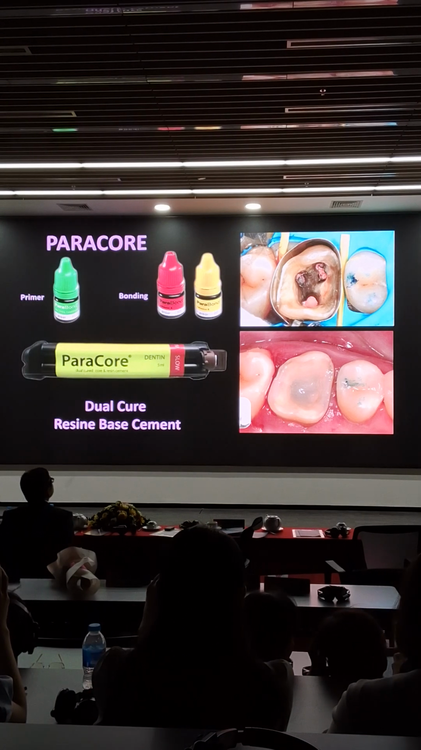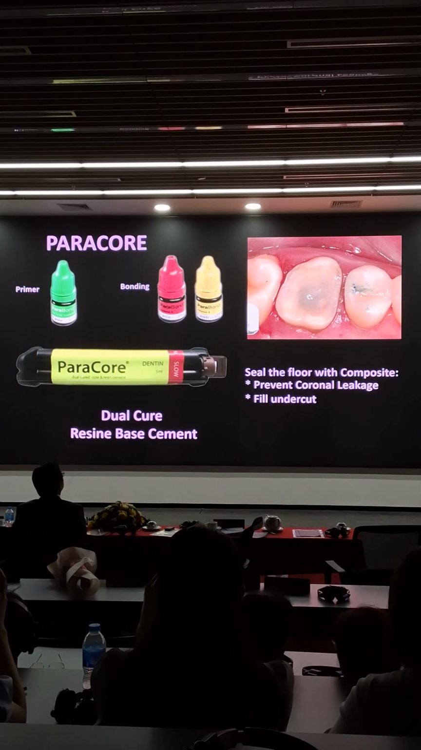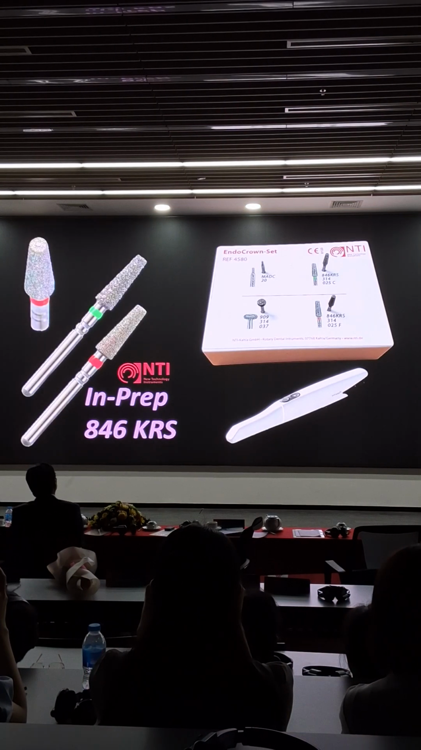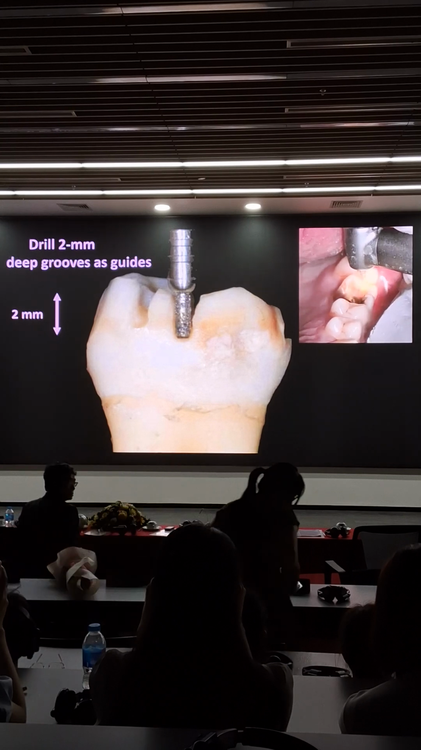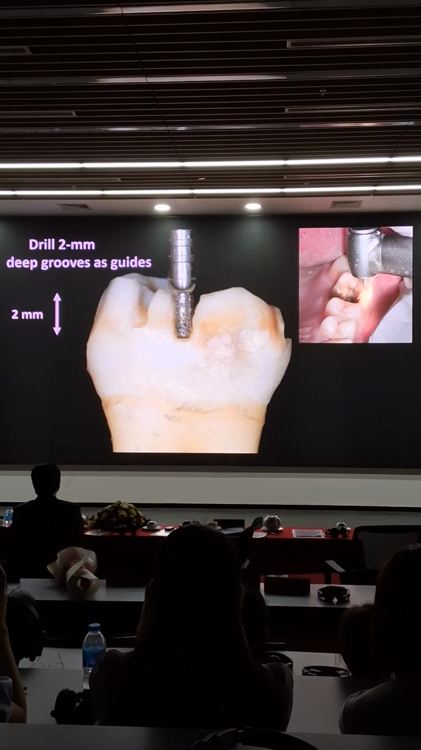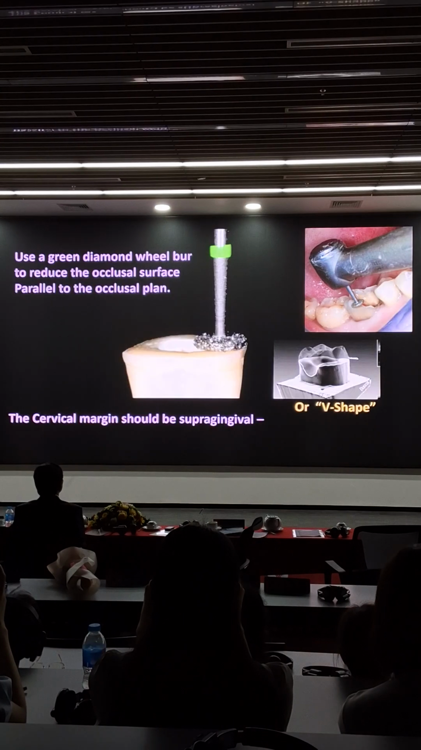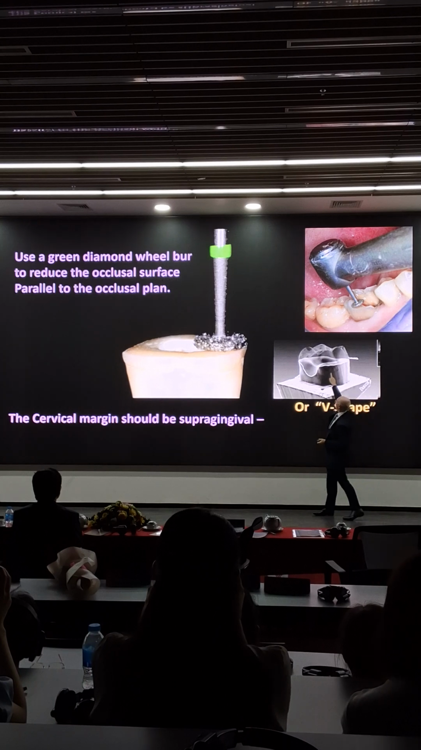So here I will do the same. I will restore my tooth with paracord. Like that, I seal the entrance of my root canal. And I will fill all the undercuts with the paracord. So you see, I will use very few burrs to prepare my undercrown. First, I will check that I have at least 1.5 to 2 mm clearance for the thickness of my IMAX. After, I will use a diamond burr to reduce the occlusal surface, parallel to the occlusal plane. If I have a deep cavity on one side, I can do what we call a T-shape like that.